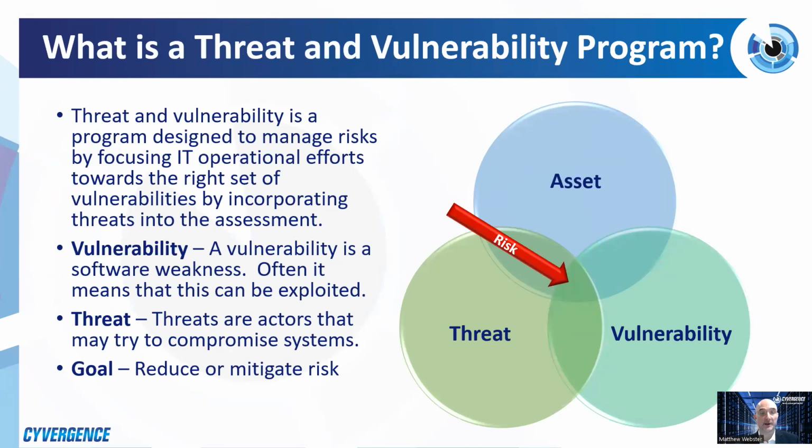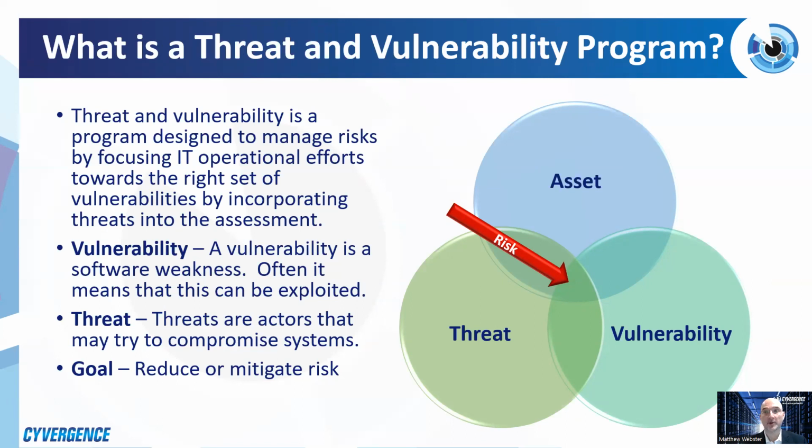So the purpose of a threat and vulnerability program is really to reduce or mitigate risk. So it's about focusing a lot of those IT operational efforts towards the right set of vulnerabilities by incorporating threats into the assessment. So this is a little bit of an advanced definition of a threat and vulnerability program. But in general, it does not include things like, is there a firewall in front of your web server? Now, not having one is a grave concern, but it's not considered an issue from a threat and vulnerability perspective. Somebody who is a manager or a director within that role may bring that up as a noted missing item, but that doesn't mean that it's including everything.